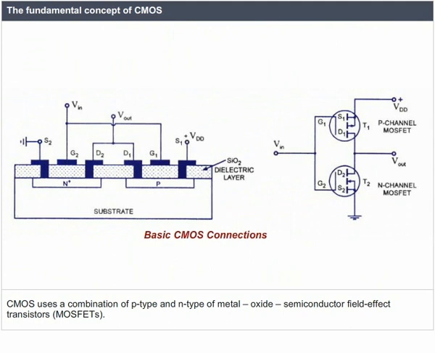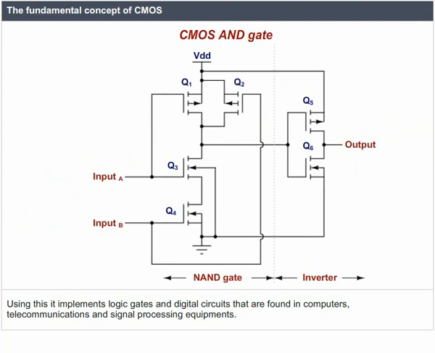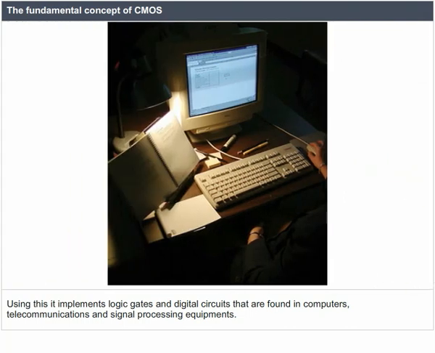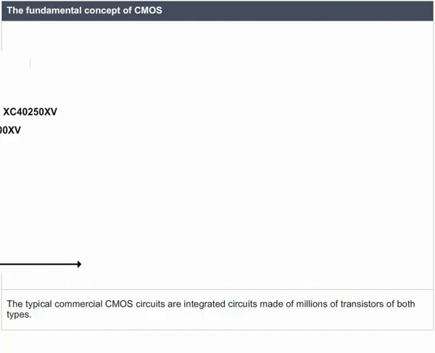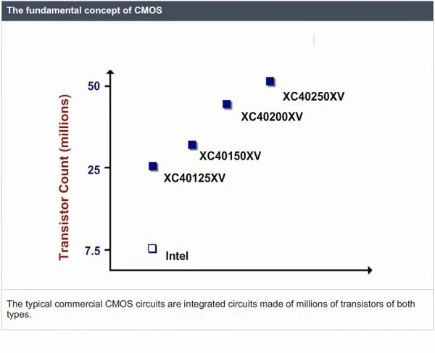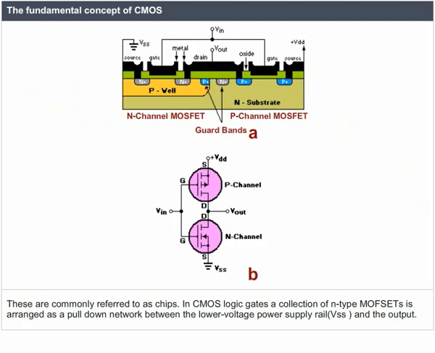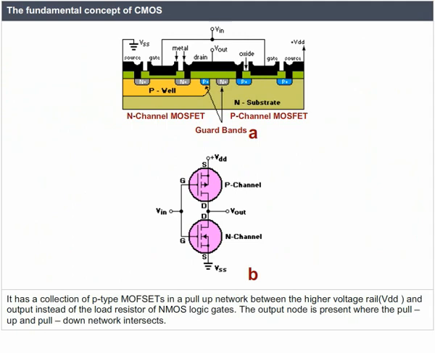Using this, it implements logic gates and digital circuits that are found in computers, telecommunications, and signal processing equipment. The typical commercial CMOS circuits are integrated circuits made of millions of transistors of both types. These are commonly referred to as chips. In CMOS logic gates, a collection of N-type MOSFETs is arranged as a pull-down network between the lower voltage power supply rail, VSS, and the output. It has a collection of P-type MOSFETs in a pull-up network between the higher voltage rail, VDD, and the output, instead of the load resistor of NMOS logic gates.